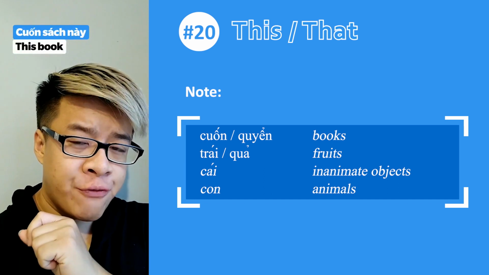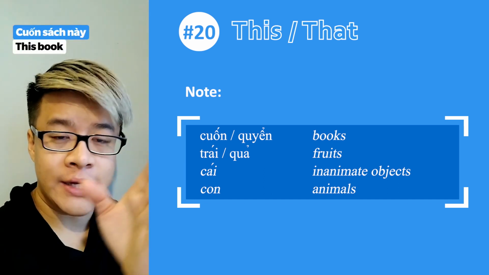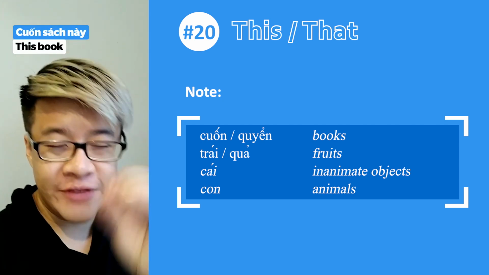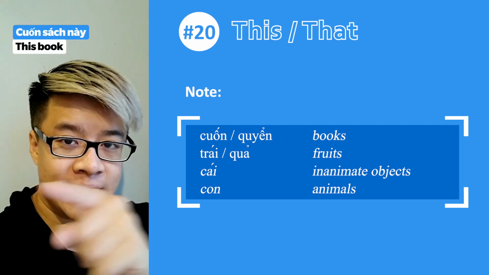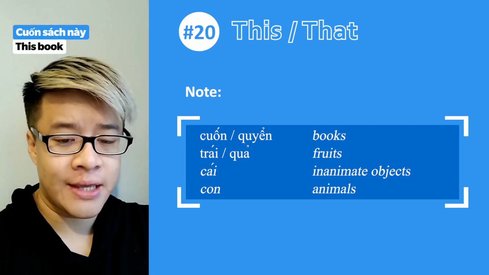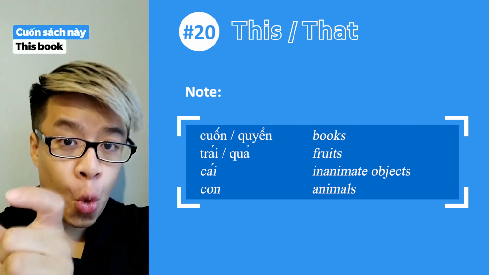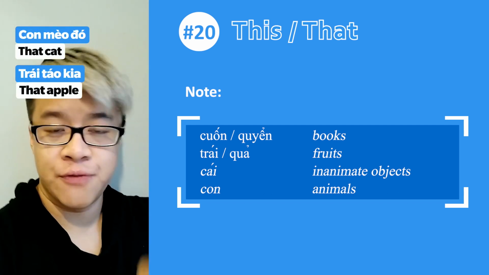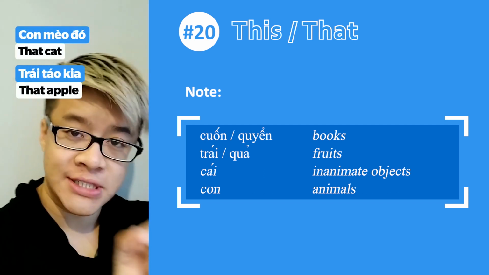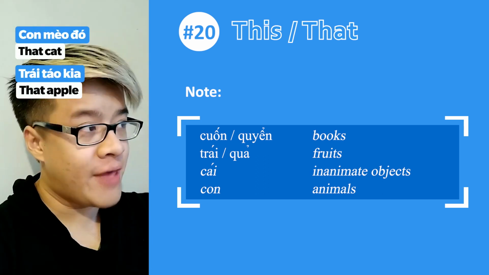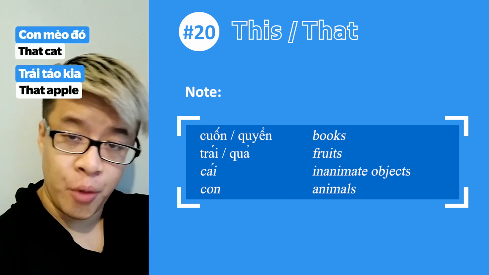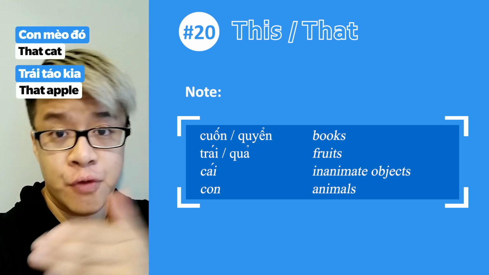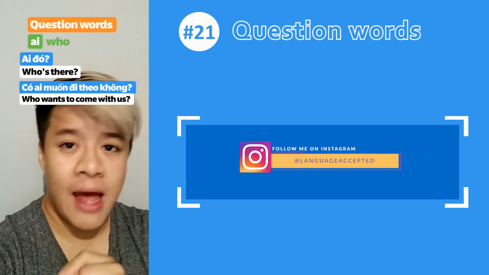Now that you know the difference between này, đó, and kia, you also have to be careful about the right counter word. For example, this book here, you don't say cái sách này, but you say cuốn sách này. So, sách requires cuốn. That cat over there would be con mèo đó. So for animals, we use con instead of cái. Or for example, that apple over there, further away from both of you, you would say trái táo kia. Trái for fruits.